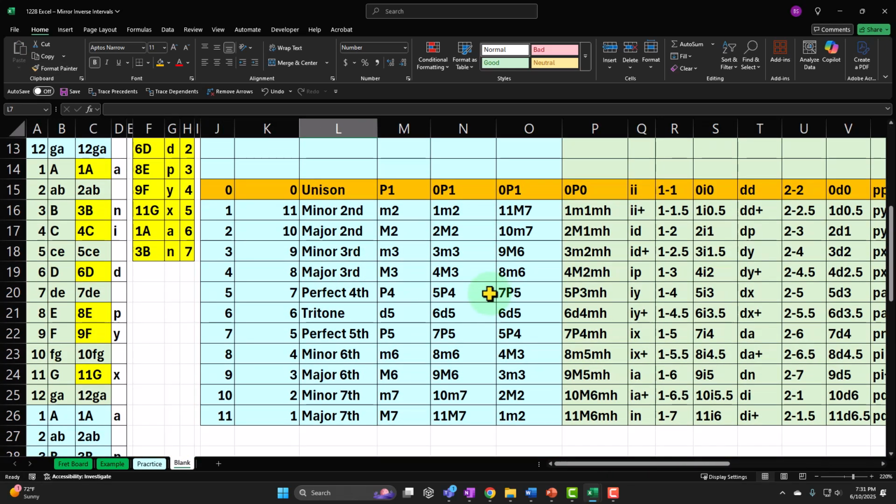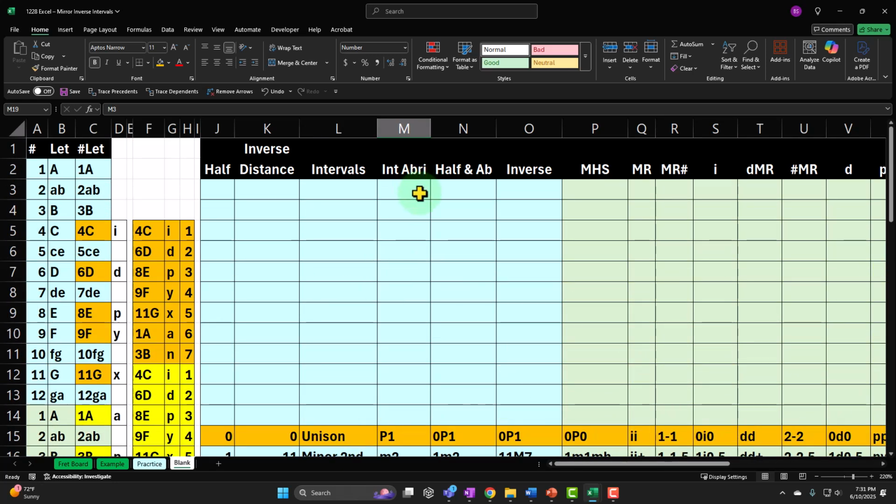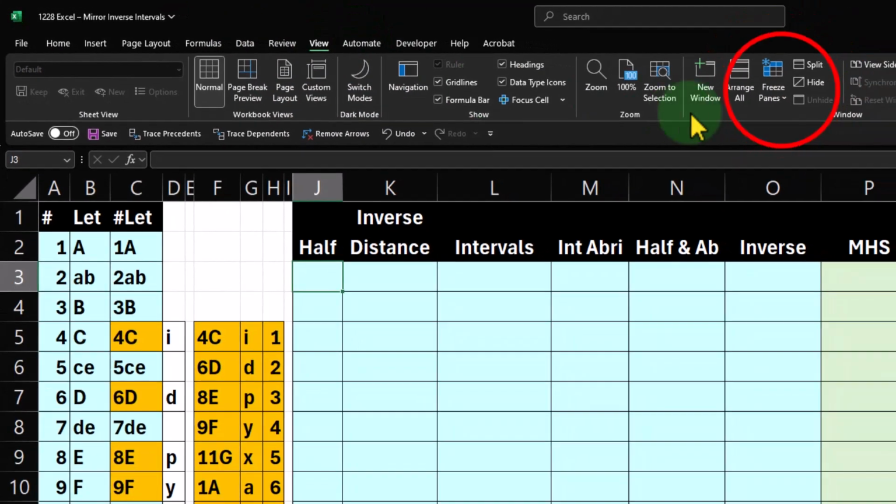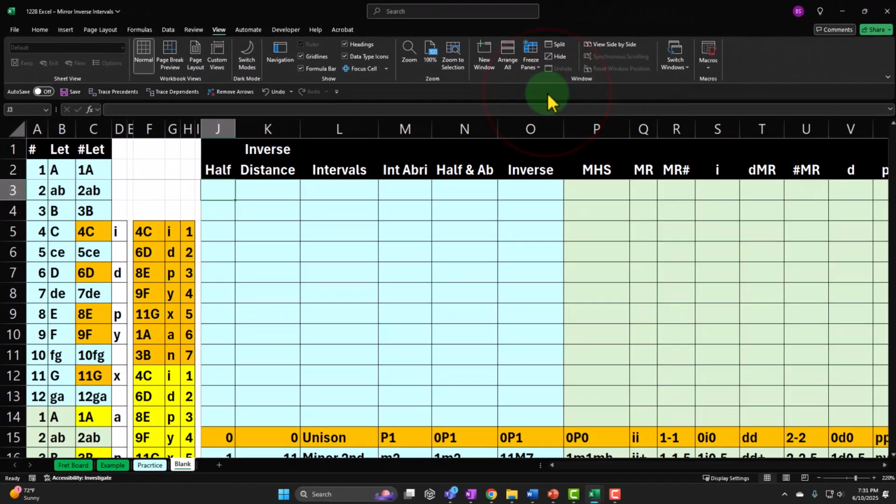Now we can go upwise or clockwise around the clock, but we also have the idea that we can go backwards around the clock. Now, I'm going to try to make the headers stay constant even when I maneuver around. So let's go to the View tab, go to Freeze Panes, and freeze the panes.